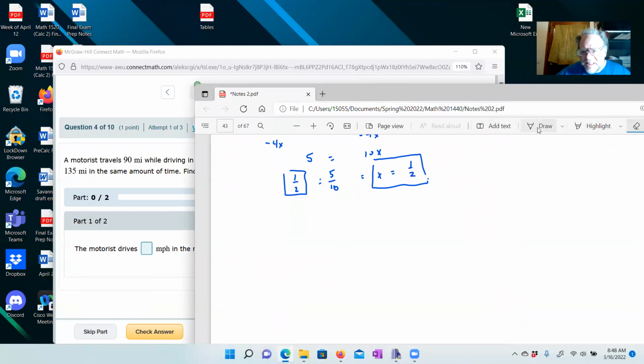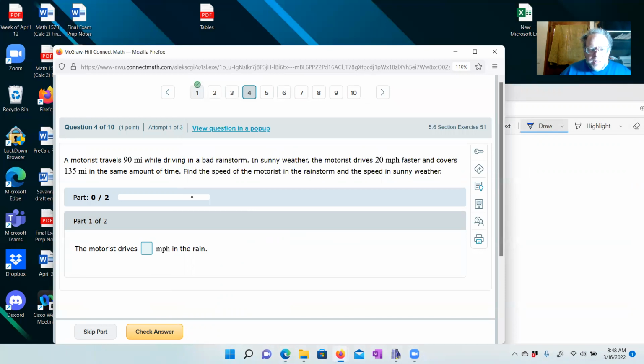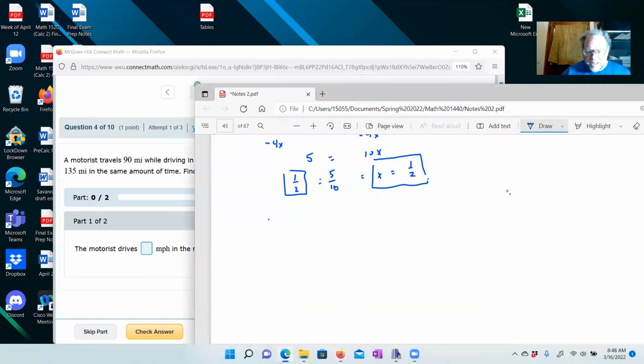Get rid of that. Draw. Okay, he traveled 90 miles while driving in a bad rainstorm. Okay, the motorist drives 20 miles an hour faster and they cover 135 miles in the same amount of time. Find the speed of the motorist during the rainstorm and in sunny weather. Okay, so in the rain.